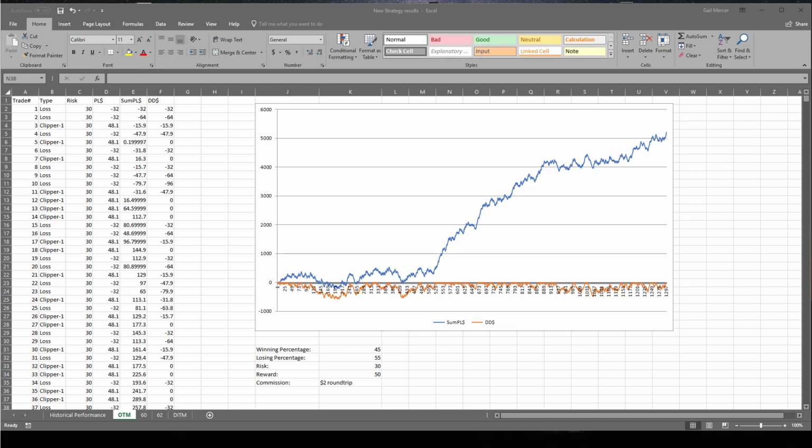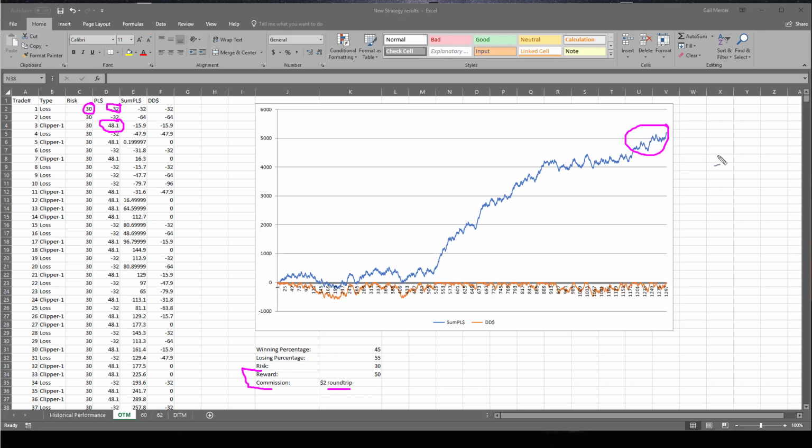So in this example, you can see that you have made over $5,000. And this is based on trading one contract. You can see that over here. You can see that your risk was 30. If you lost, it's 32 because it calculates the commission. And then if you win, you get a profit of $48.10. Again, that's based on the commission and the reward that is shown here.